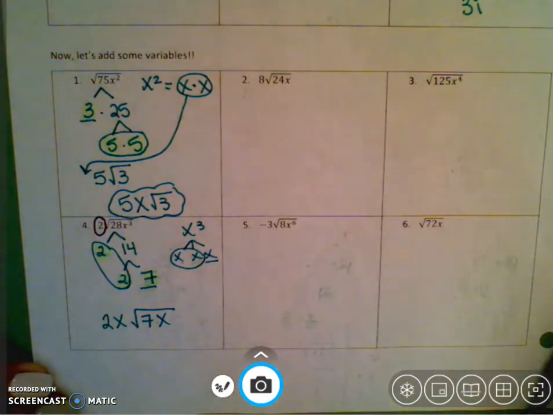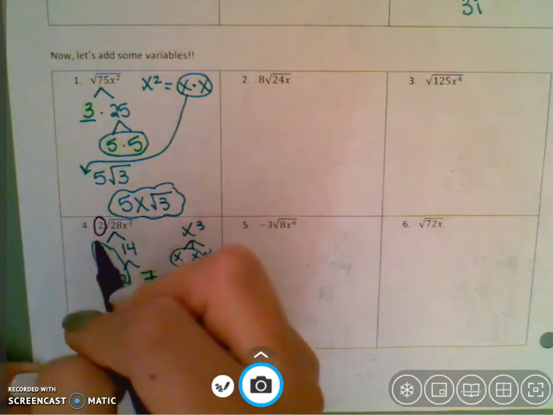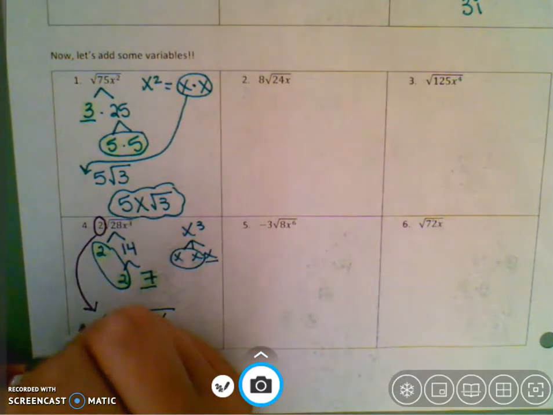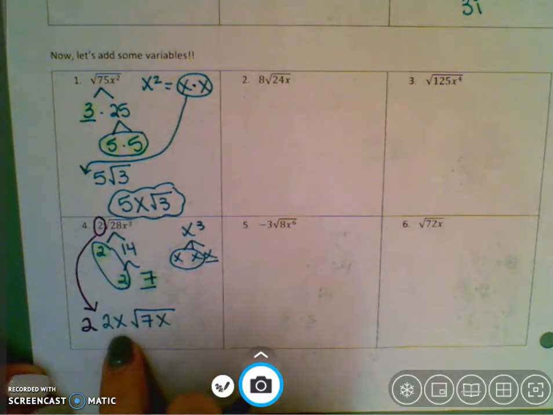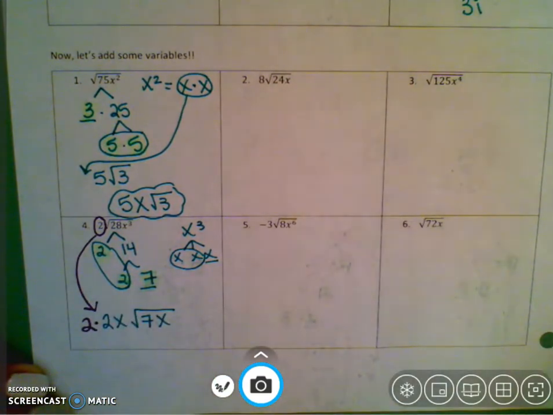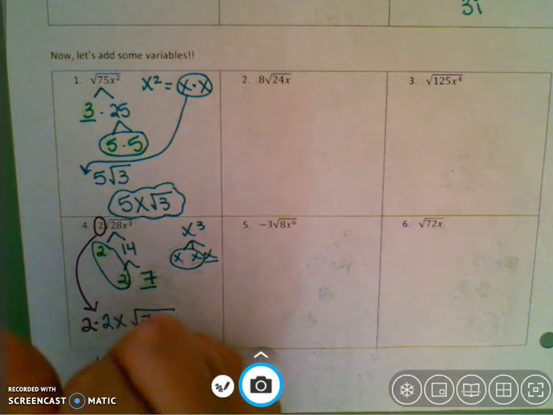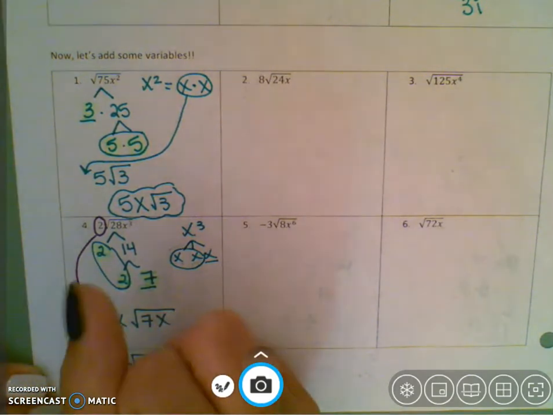But that's not our final answer, because remember we circled this 2 up here. So you have to bring this 2 down here. And remember, it's not going to be 22. What's this going to turn into? Should turn into a 4. So we have 4x square root of 7x.